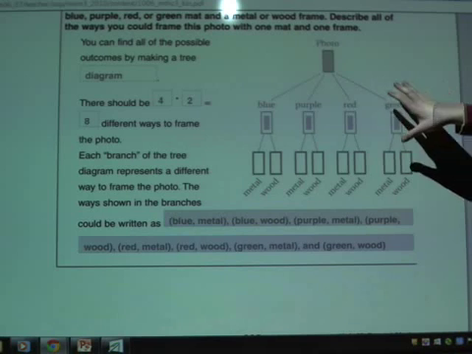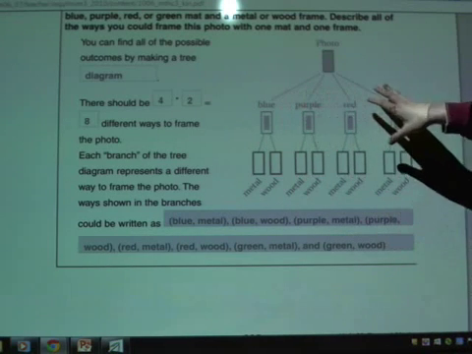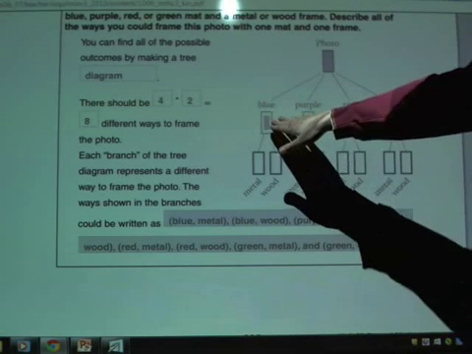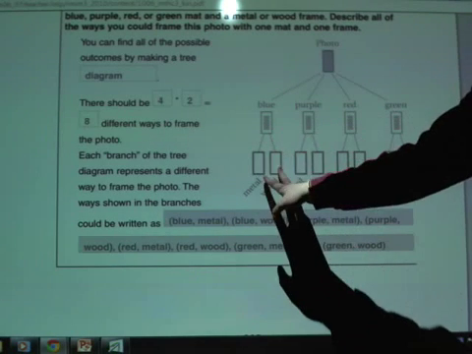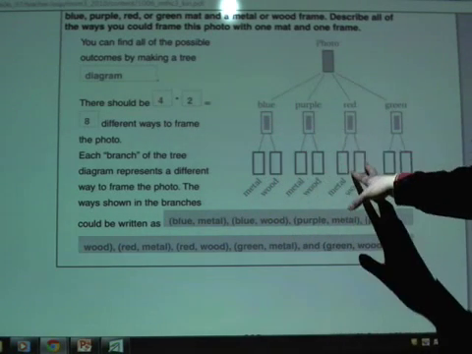So as you can see, they listed here in a column blue, purple, red, and green. And they made a little illustration to show you there that the shaded area would, of course, be the mat. So they're helping us to remember that that level of choice is the mat. And then I go down to my next choice. Now I'm choosing what type of frame I want. I can have metal or I can have wood. So as you can see, underneath each one of those is listed metal and wood.